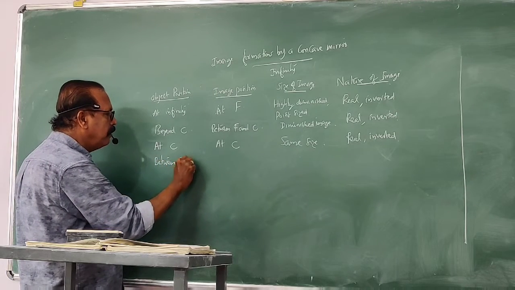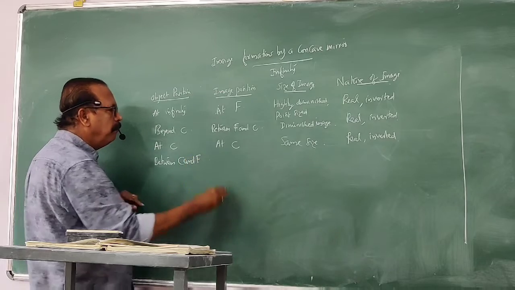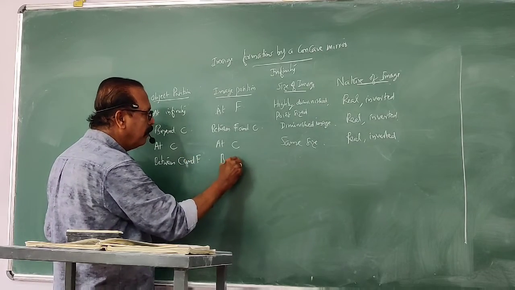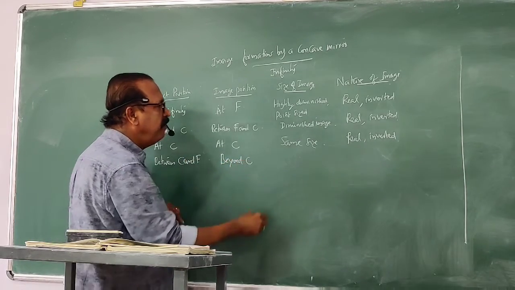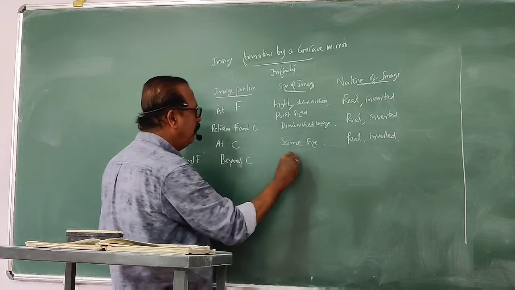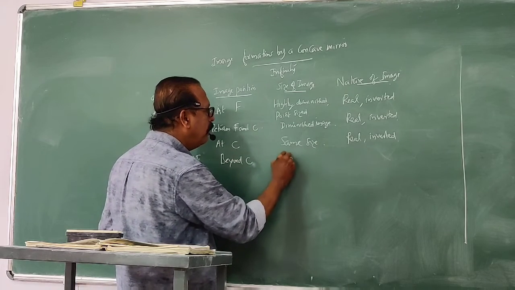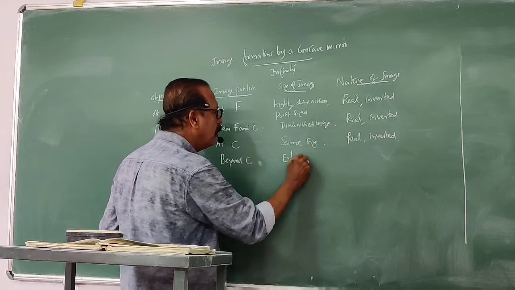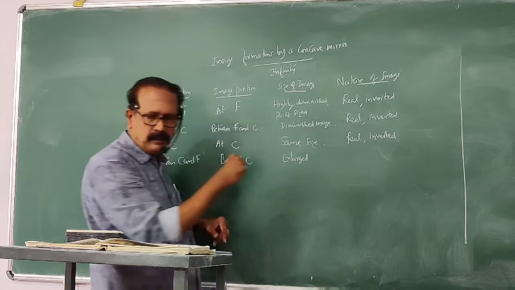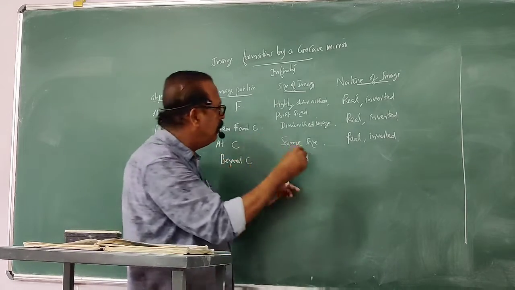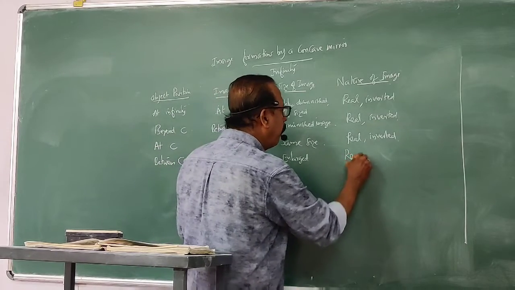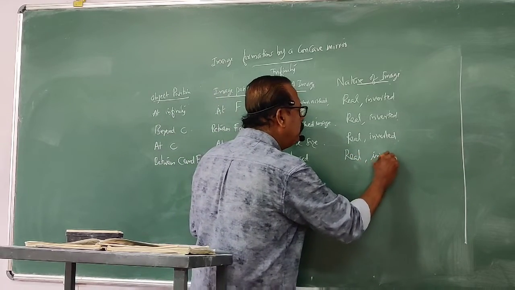Then object between C and F. Image beyond C. Enlarged image. It is an enlarged image, real and inverted.